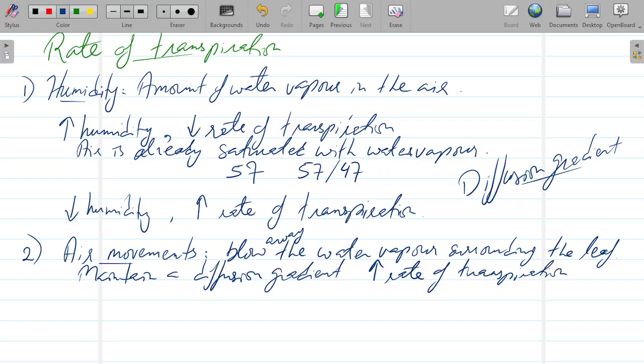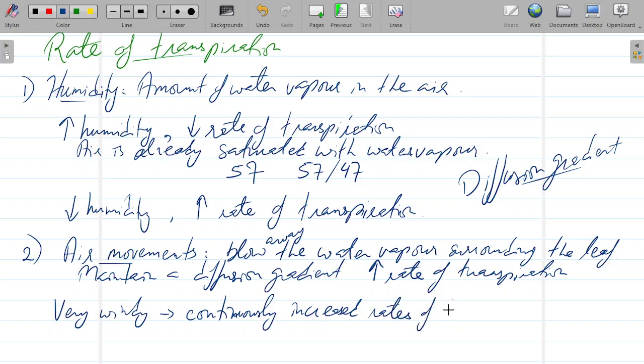Keep in mind that what we're talking about is water being lost from the leaf, right? So if it's very windy, what that would promote is continuous transpiration and a lot of it, right? So continuously increased rates of transpiration.